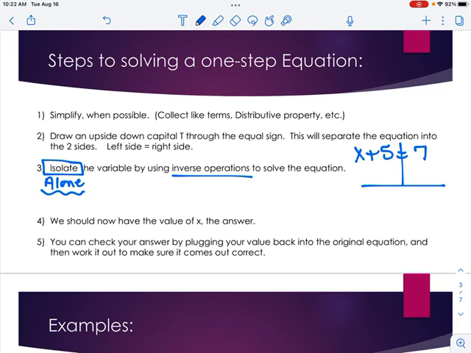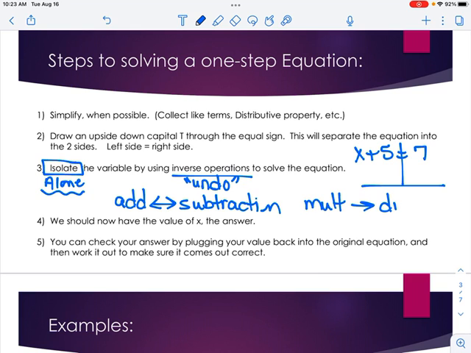Now, a way to think of inverse operations is they undo each other. So if my problem has addition in it, what will undo it? Well, it would be subtraction. And if my problem has subtraction, addition will undo it. Likewise, if my problem has multiplication, division would undo it. And if my problem has division, multiplication will undo it. So those are called inverse operations. They undo each other. So that's what we're going to use.